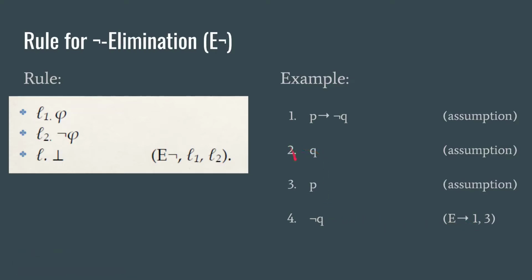Well, now look at lines 2 and 4. We have Q and not Q, and that's exactly the ingredients we needed. So now we can write falsum on line 5 and appeal to our elimination of negation rule for lines 2 and 4. So when you're using the elimination of negation, which lines do you write here? You look for where is the contradiction, where is the statement of phi and not phi. Well, in this case, it's on lines 2 and 4 with Q and not Q.